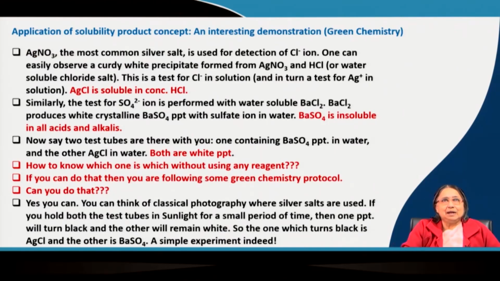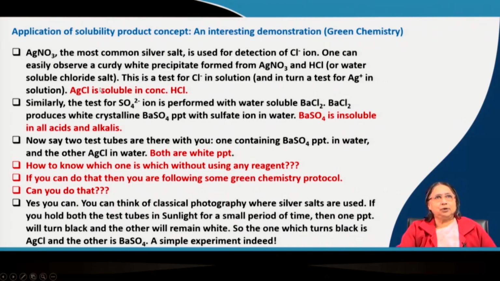Now, a very interesting demonstration of green chemistry. I will ask you some questions here. So, please listen carefully. Say for example, silver nitrate, which you know is the most common silver salt, and it is used for chloride ion detection. Then one can easily observe a curdy white precipitate formed from silver nitrate and HCl, that I have already told you. And this is a test for chloride ion, and we also use this reaction in chloride ion determination. We all know Mohr's method. In turn, it is a method for silver ion also.